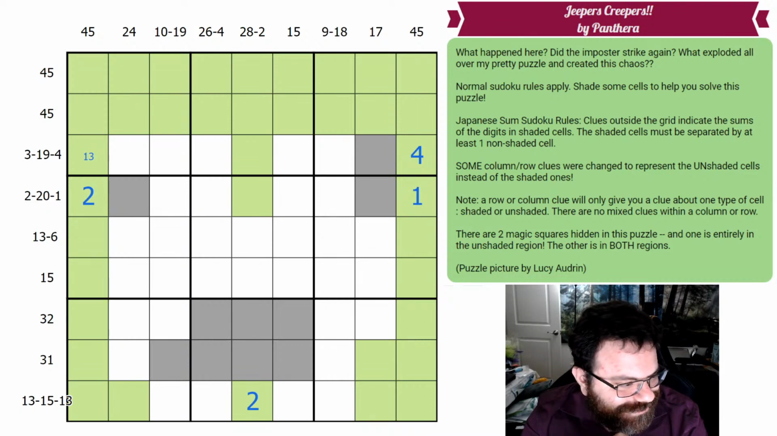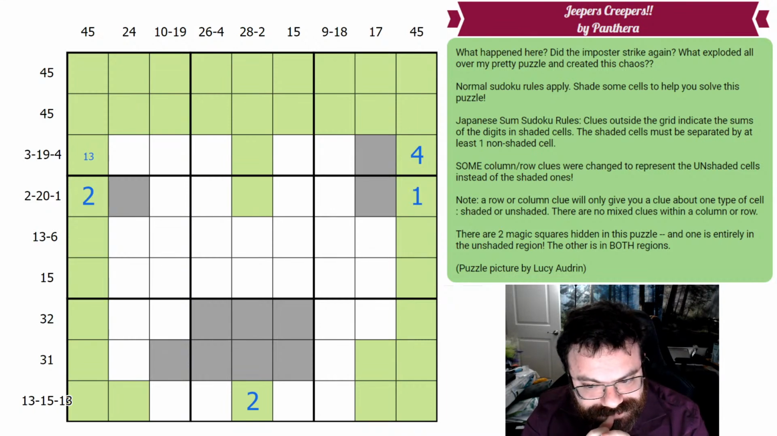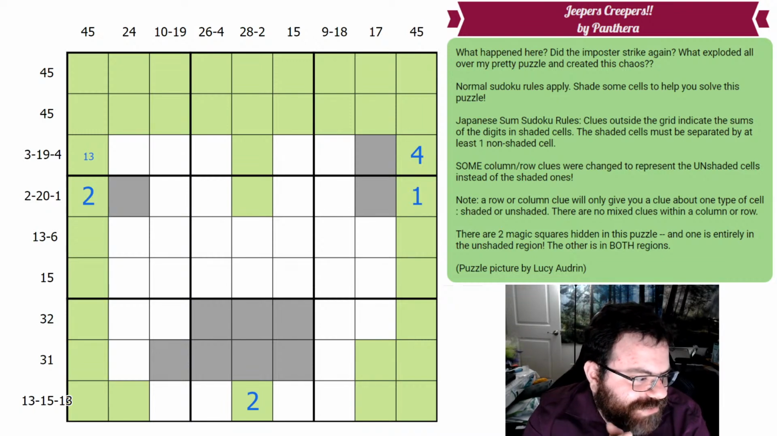Thanks, Davis. Yeah, Panthera, were you asking what its maximum length would be?